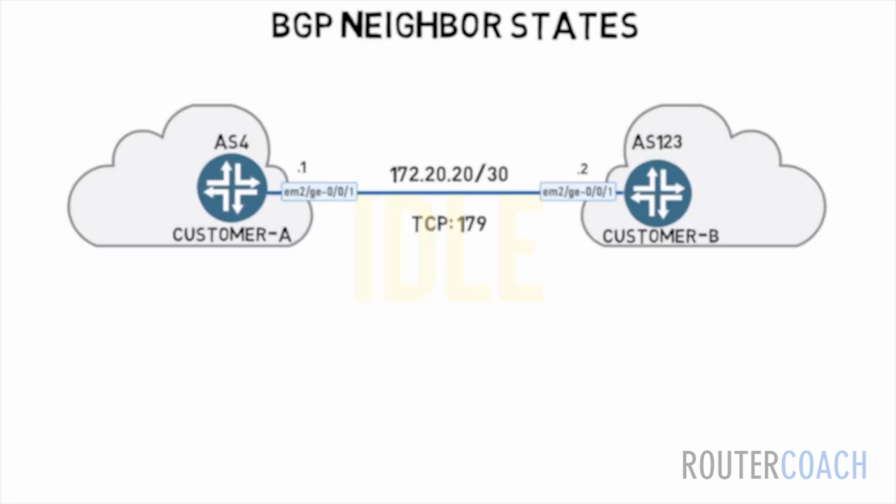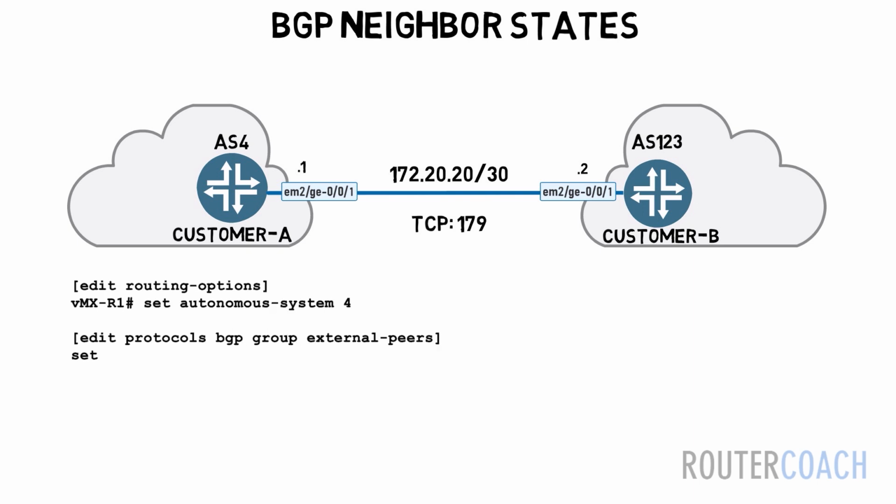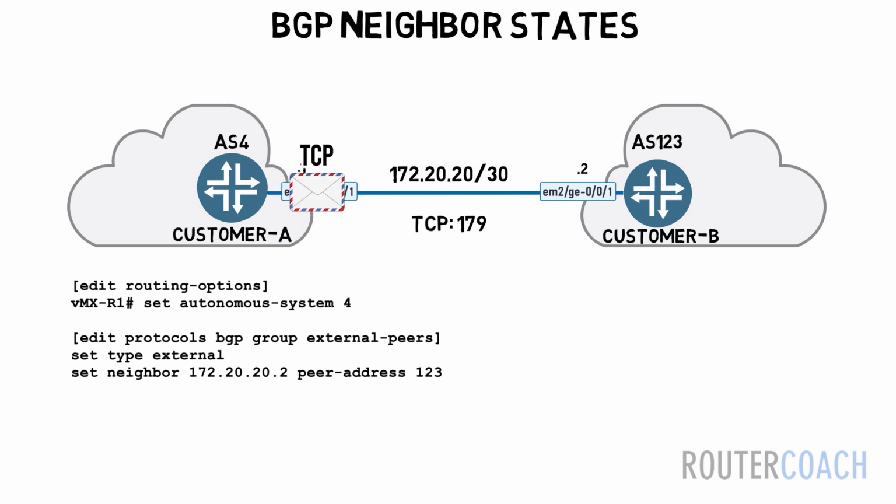Idle. This is the first state where BGP waits for a start event. The start event occurs when someone configures a new BGP neighbour. After the start event, BGP initiates a TCP connection to the remote BGP neighbour and will also start listening for a connection in case the remote BGP neighbour tries to establish a connection.